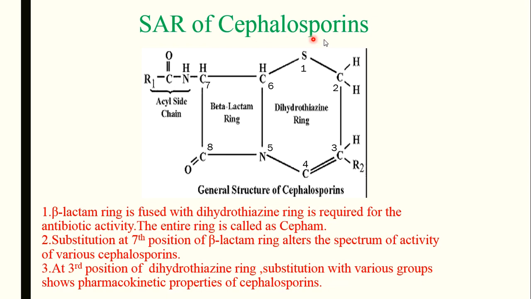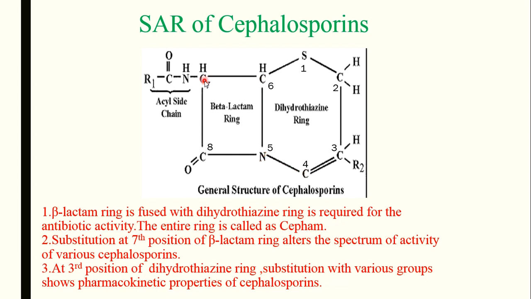Coming to the SAR of cephalosporins, this is the general structure. This is the beta-lactam ring, fused with a dihydrothiazine ring. This dihydrothiazine ring contains sulfur and nitrogen at the first and fifth positions. At the first position sulfur is present, and at the second position there is a CH2 group. At the third position there is a carbon which contains one hydrogen atom and one alkyl group. This is R2. At the fourth position, one more carbon atom, and at the fifth position, nitrogen is present.